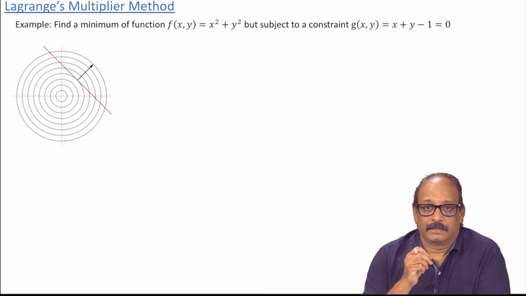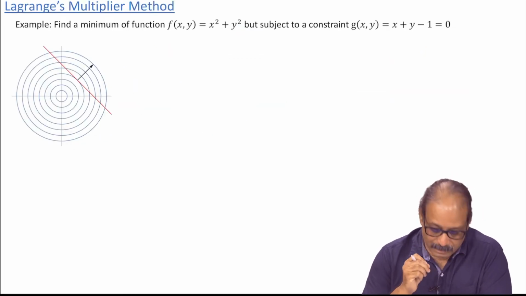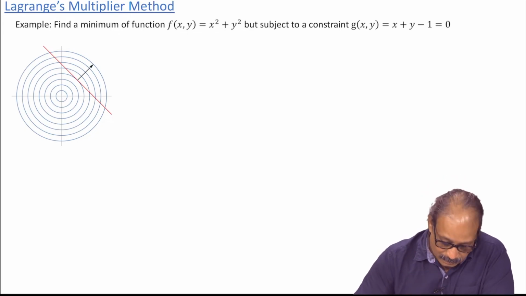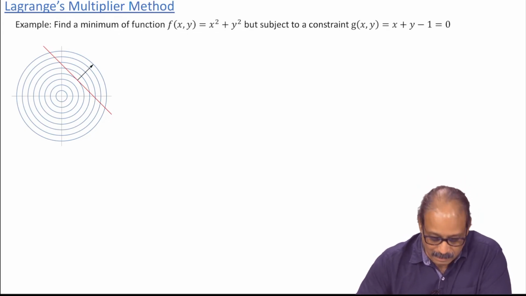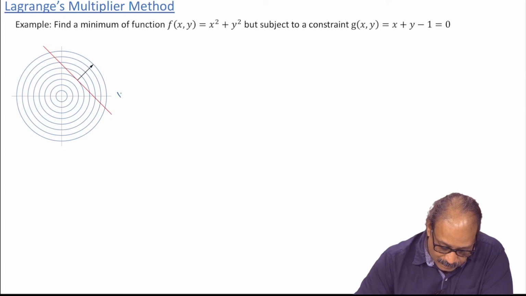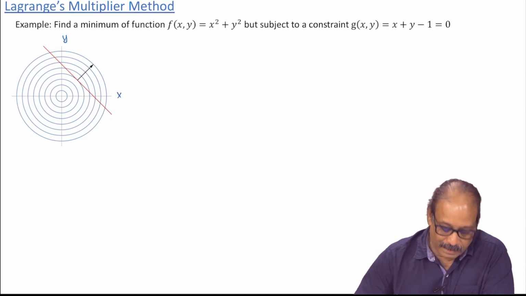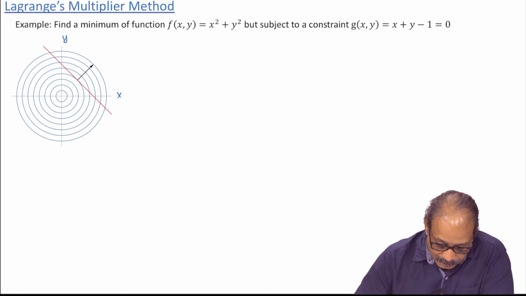So, the same function, same example, if I look at what I have plotted here in this graph is, this is your x axis, this is your y axis. The red line here is in fact the line x plus y minus 1 is equal to 0.